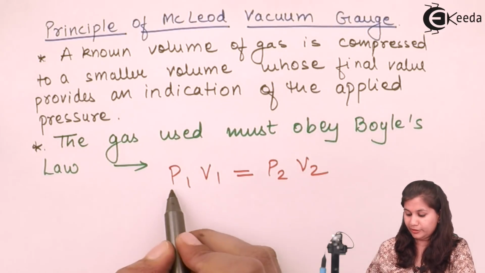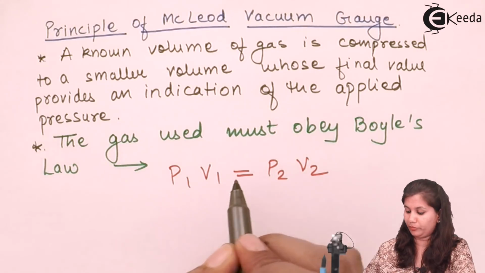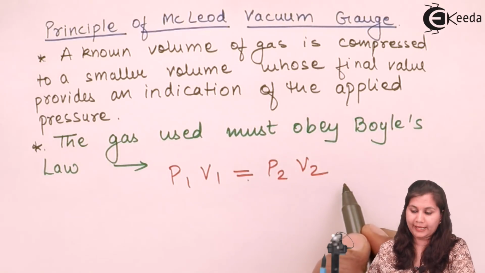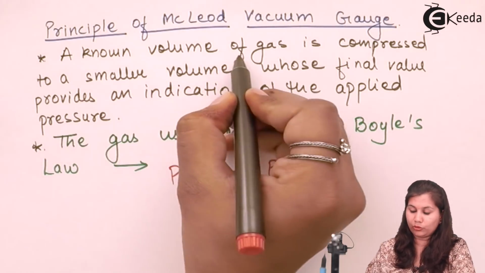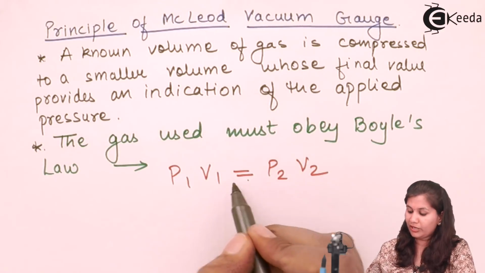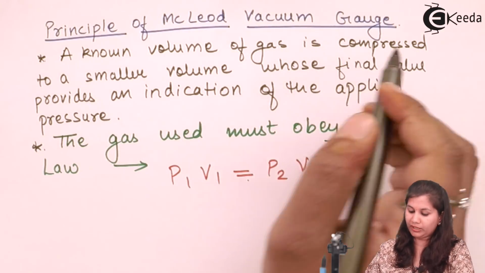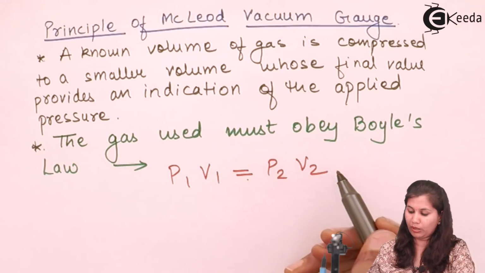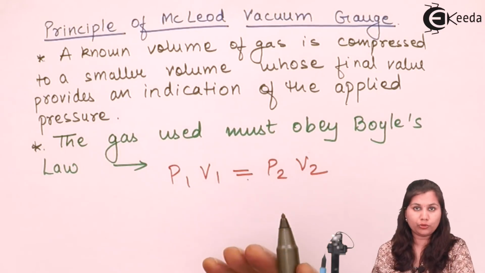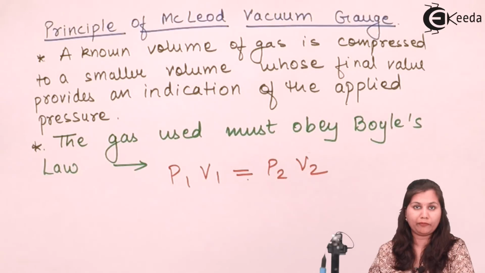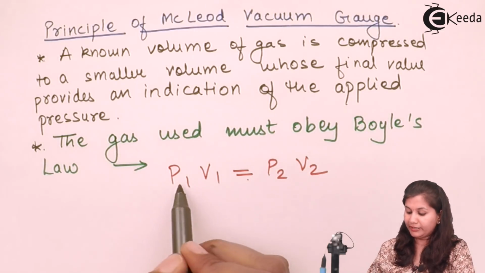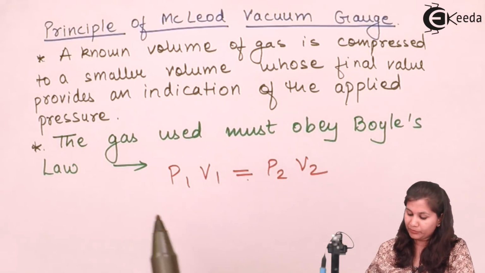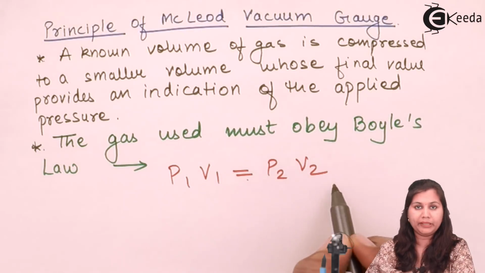That means the initial pressure multiplied by the initial volume is equal to the final pressure multiplied by the final volume of the gas. The initial volume of the gas we know, because we have taken a known volume of the gas. The final volume we also know, because we have compressed this to a smaller volume. The final pressure of the gas is also known to us because we have measured it with the help of the mercury manometer. So we can find out the initial pressure of the gas by using this Boyle's law equation, that is P1 V1 is equal to P2 V2.